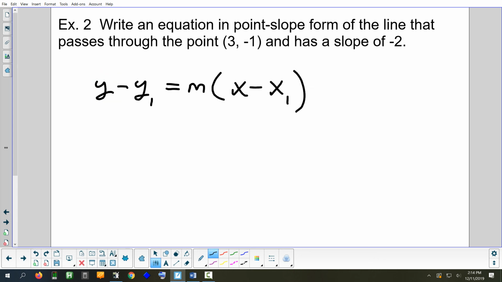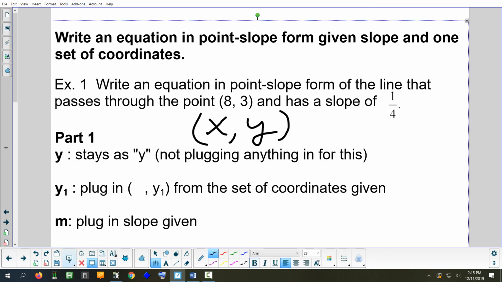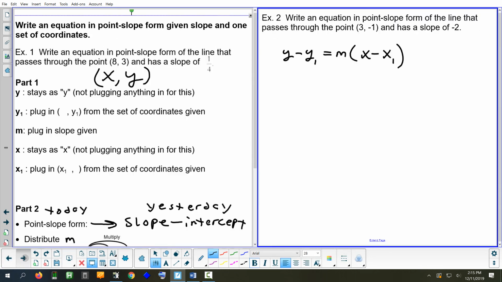Now, there's 1, 2, 3, 4, 5 things there. How many of them are we going to fill in for? 3. Let's go through. What do you do with the y? Look at your steps. y stays as y. Let's keep those up while we do it. So y stays as y. What do you do with the minus? Keep it there.